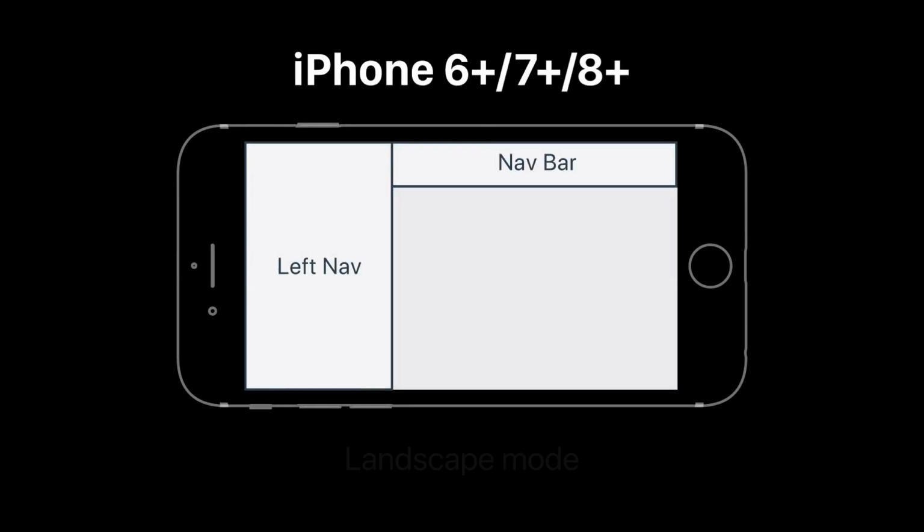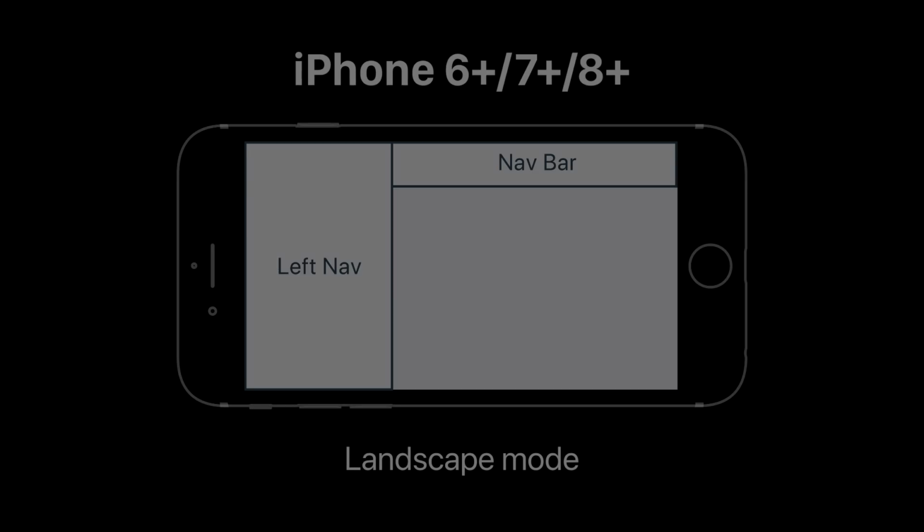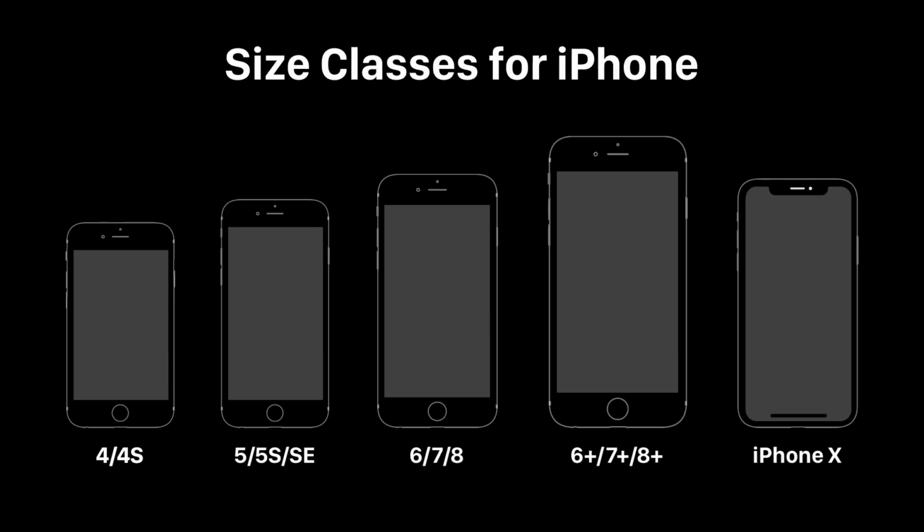The iPhone 8 Plus is the only iPhone that acts more like an iPad in landscape mode. In other words, a left navigator may appear, replacing the need for a tab bar. Size classes allow you to categorize screen widths and heights, and set conditions based on those combinations.